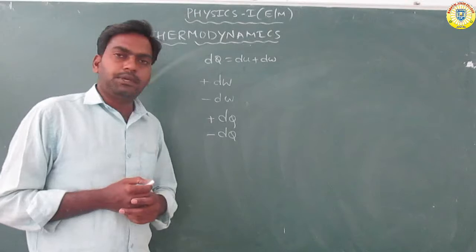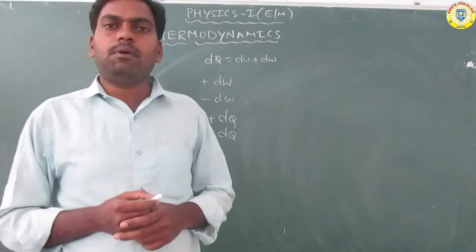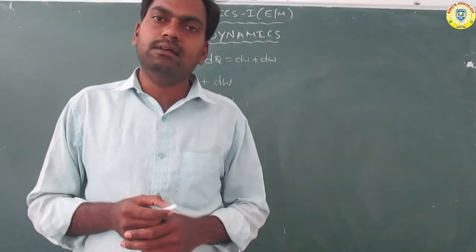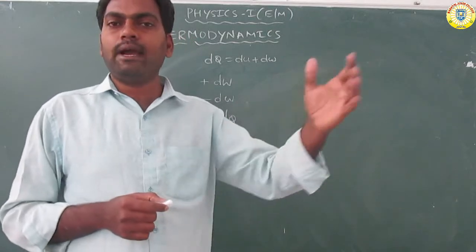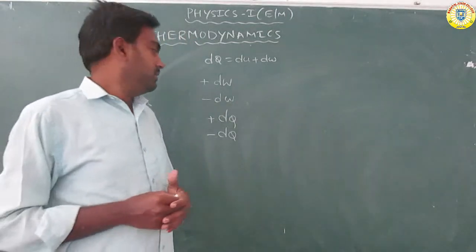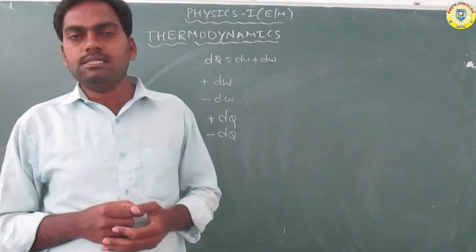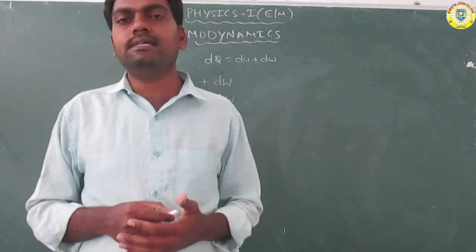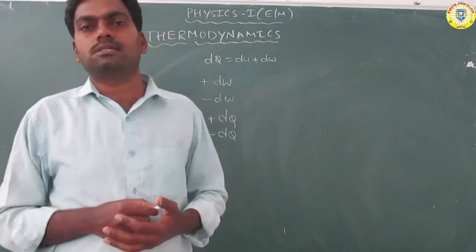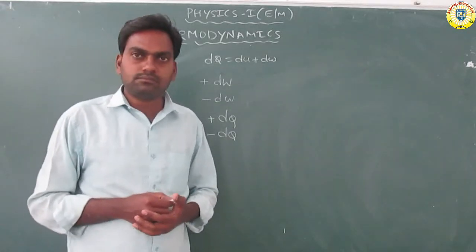So plus dQ means the heat is supplied to the system. Once again, minus dQ means the amount of heat is taken out from the system, right?